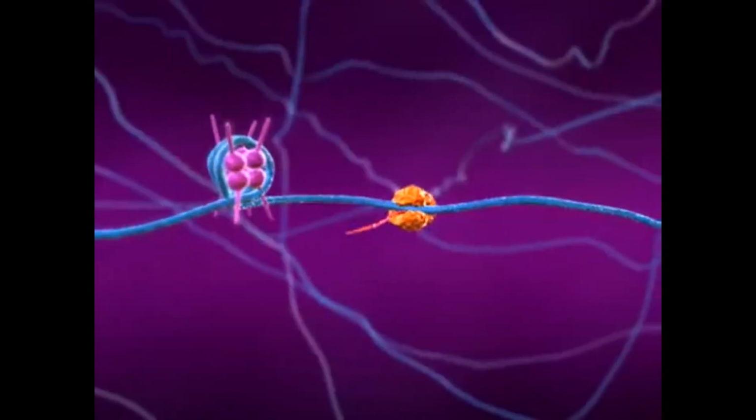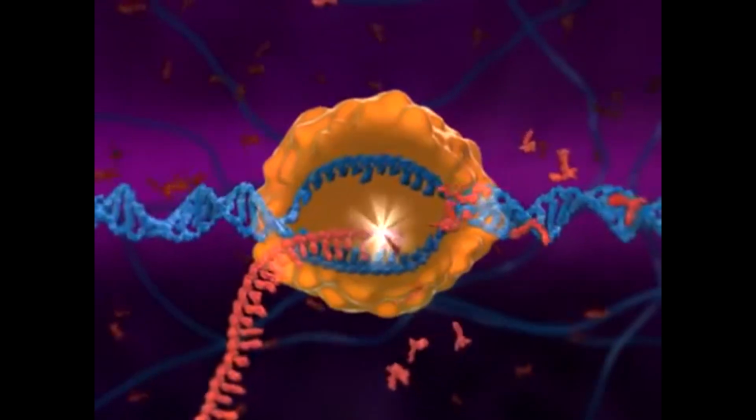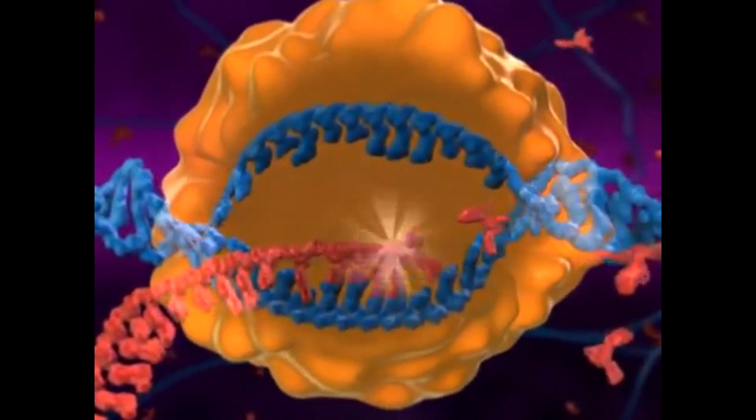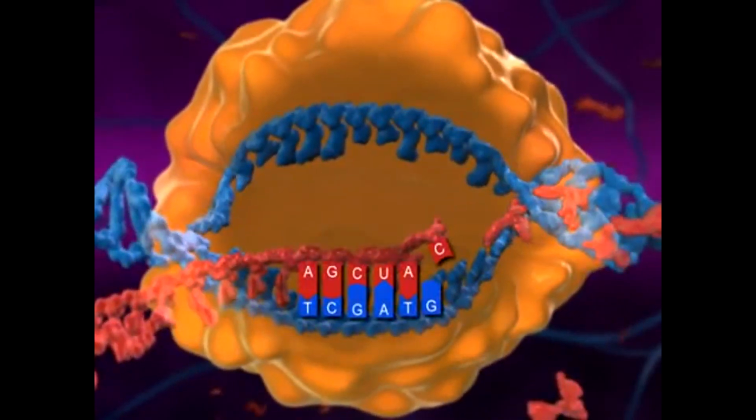In transcription, an enzyme zips along the DNA, forming RNA, shown here in red. RNA nucleotides line up with their complementary DNA partners, transcribing the information in DNA into RNA.